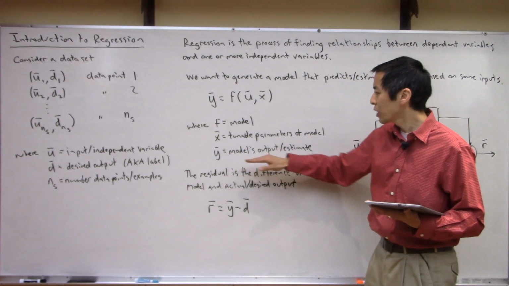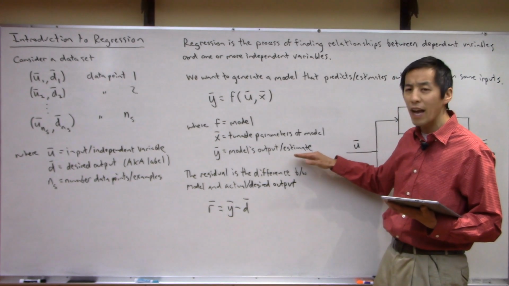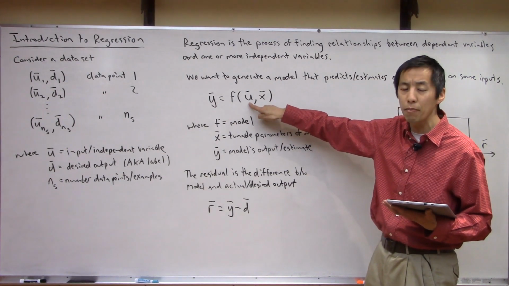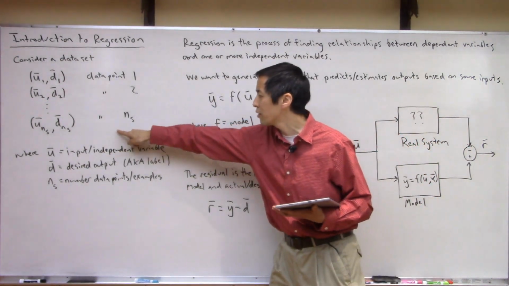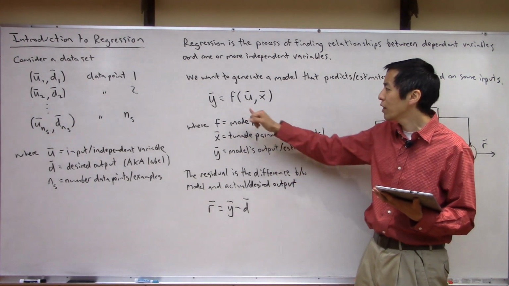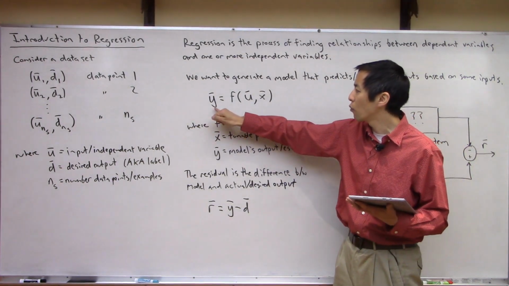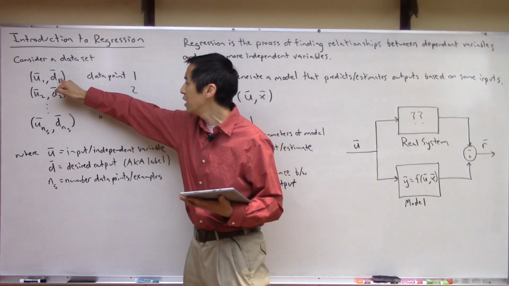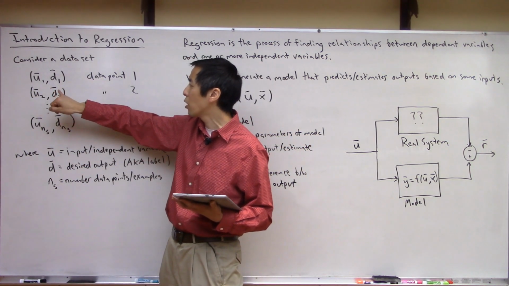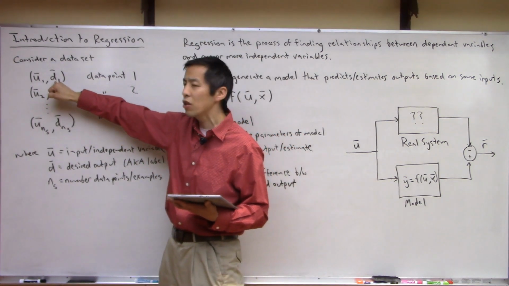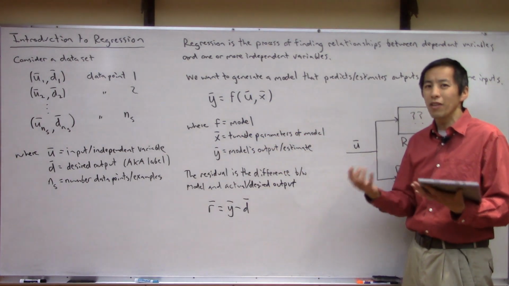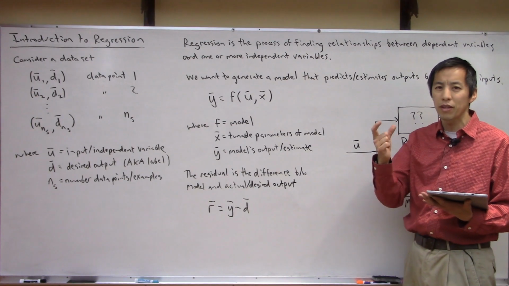So Y is the model's output or the model's estimate of what this dependent parameter is going to look like if you give it the same input U, right, that both the real system and our model consume. Okay? So the idea here is that we would like this model to be really good so that Y is very close to D for all of these different cases, right? So if I give U1 to the model, hopefully my model produces a Y1 which is really close to D1, right? And if it does, that's great, but in all likelihood, it's probably not going to, right? There's going to be some difference, okay?